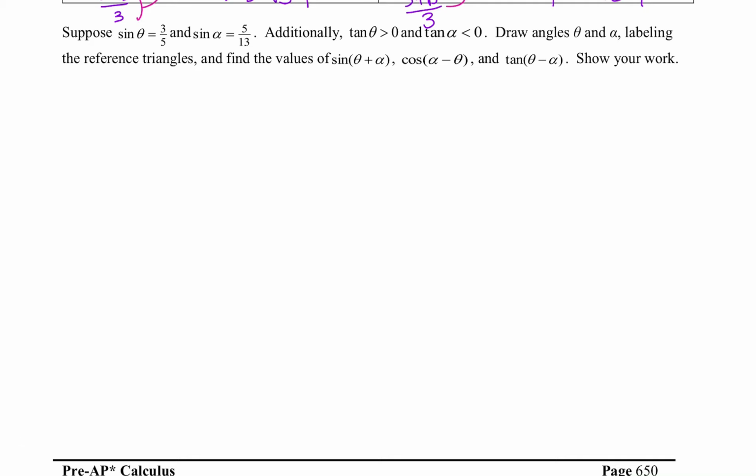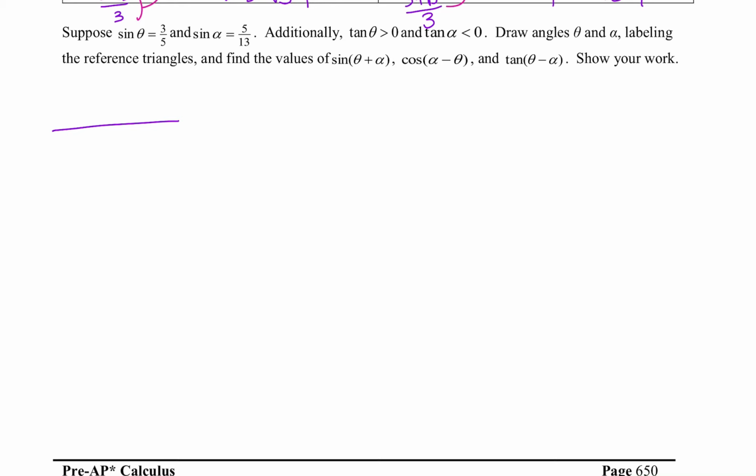All right, bringing up the end of this, it says, suppose that sine of theta is 3/5, sine of alpha is 5/13. Additionally, tangent of theta is greater than 0. Tangent of alpha is less than 0. Draw angles theta and alpha, labeling the reference triangles, and find the value of sine of theta plus alpha, cosine of alpha minus theta, and tangent of theta minus alpha.